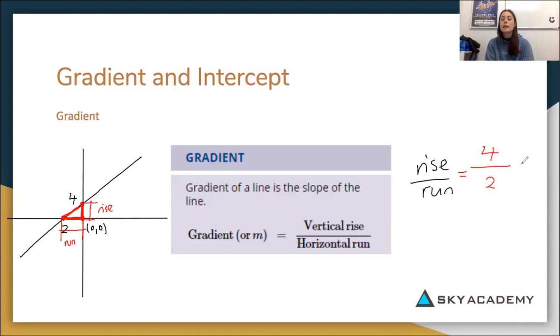And so if we were to write that in gradient-intercept form, it'd be y equals mx plus b. And we can sub in our m as our gradient. So y equals 1/2 x plus b or c, whatever your y-intercept is. So that's how you do your gradient.